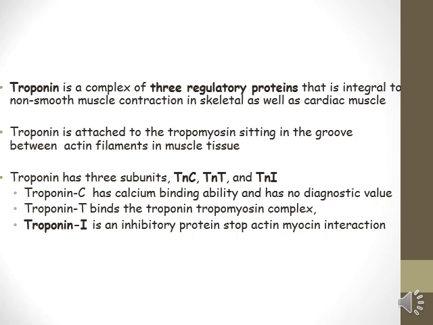Troponin C has calcium binding ability and has no diagnostic value, so it's not used for diagnosis of acute myocardial infarction. But the other two, troponin I and T, are used for diagnosis of acute myocardial infarction. Troponin T binds to the troponin tropomyosin complex. Troponin I, which is an inhibitory protein, stops actin myosin interaction.